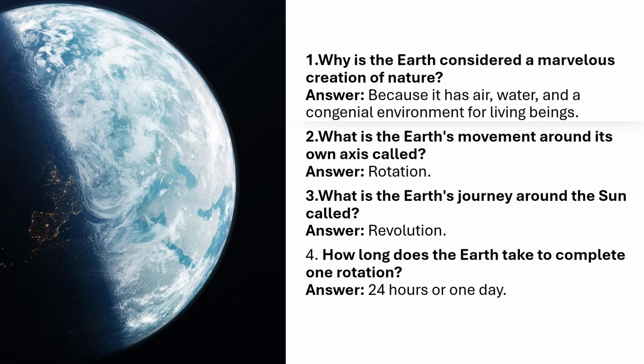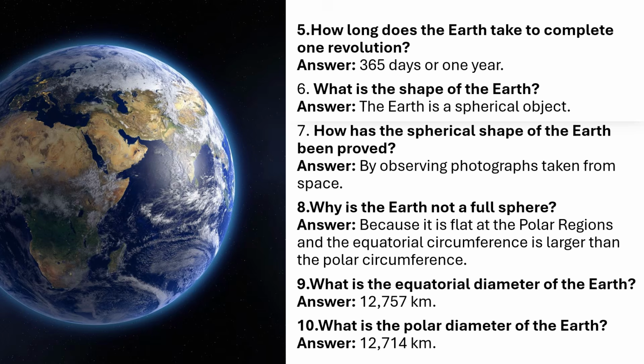Revolution. How long does the Earth take to complete one rotation? 24 hours or 1 day. How long does the Earth take to complete one revolution? Answer: 365 days or 1 year. What is the shape of the Earth? Answer: the Earth is a spherical object.